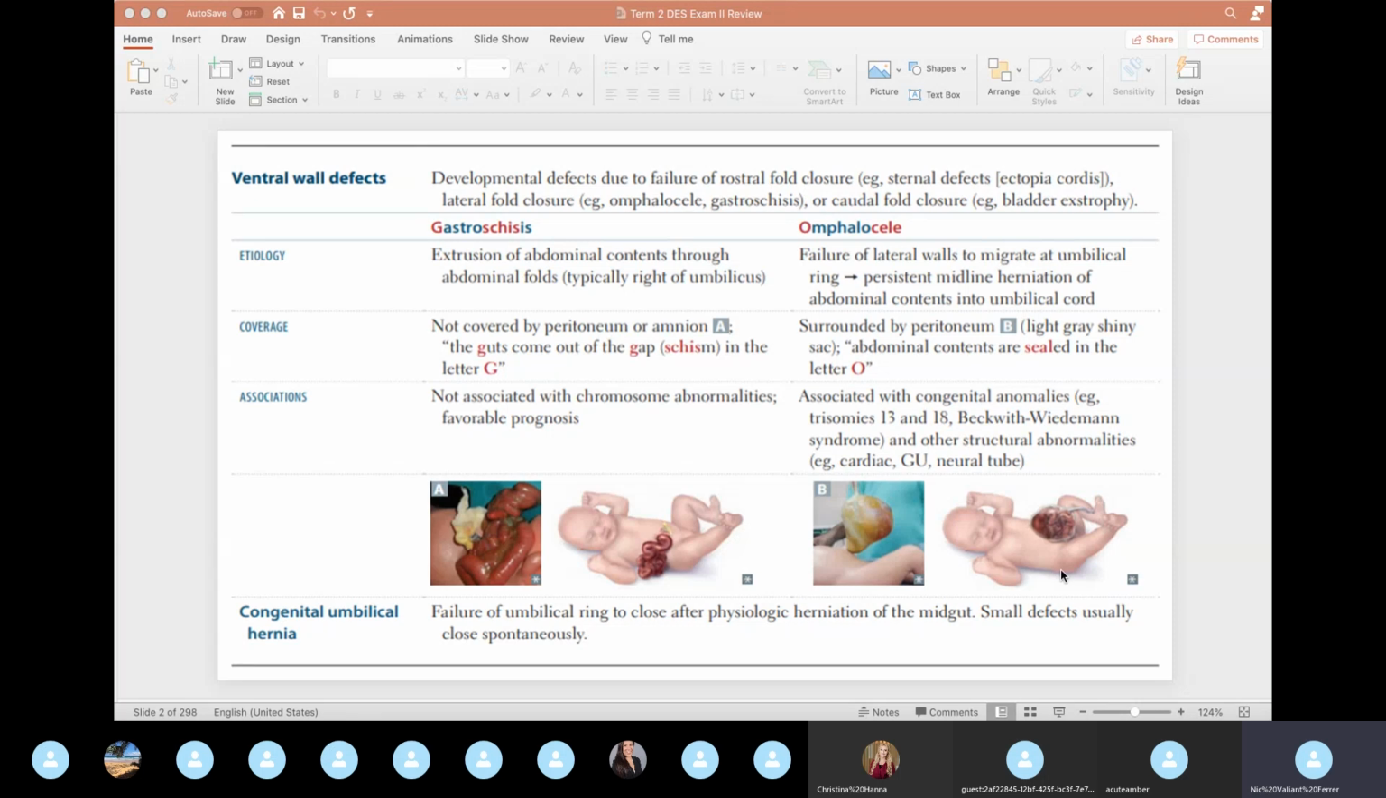So let's summarize these ventral wall defects. Gastroschisis: extrusion of abdominal contents through the abdominal folds, not covered by peritoneum and not associated with chromosomal abnormalities. Omphalocele: failure of the lateral walls to migrate to the umbilical ring. It is surrounded by peritoneum. It is associated with congenital anomalies or trisomies and other structural abnormalities. Okay? Put a star here, that's high yield.